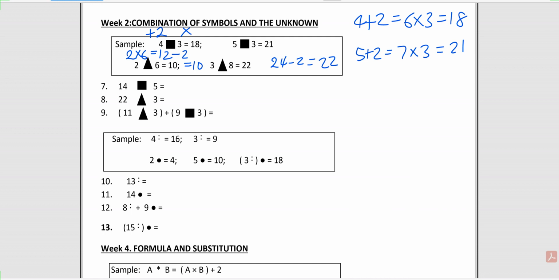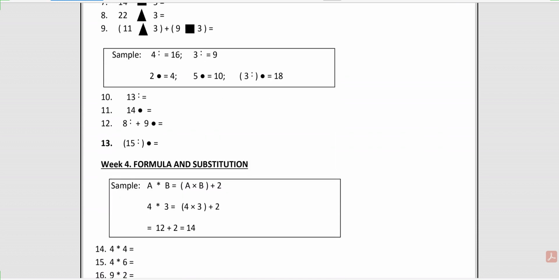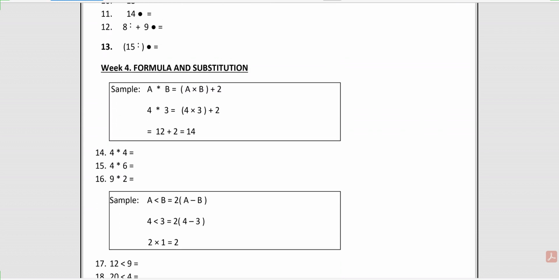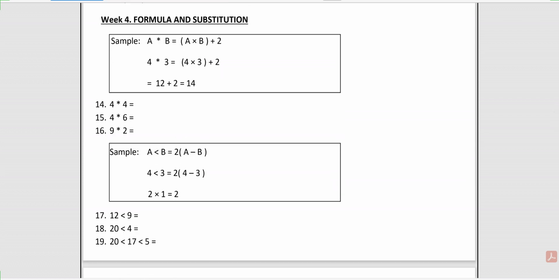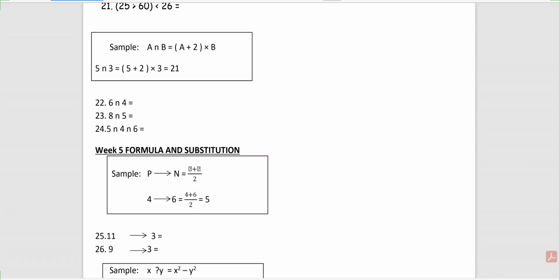So I believe you can also do that. Okay, now for this week 4, I believe I've explained this also. But what you need to do is well explained. You multiply the two numbers and you add 2 to the answer. Now, for this second one, what does it say you should do? You subtract the two numbers and what? Multiply by 2.